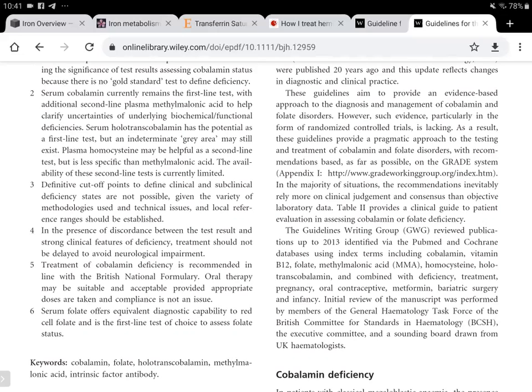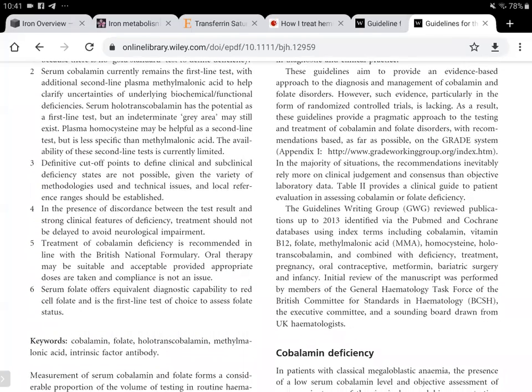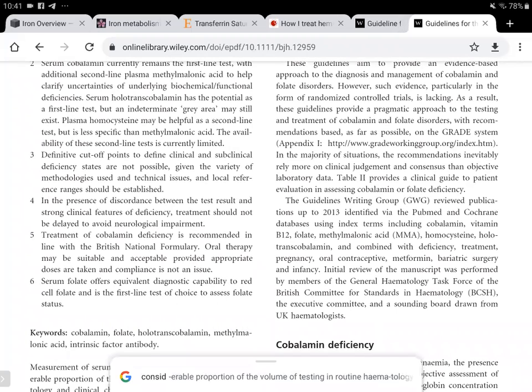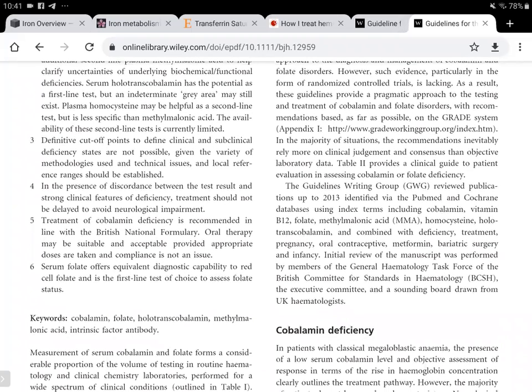Whenever we determine cobalamin deficiency, there are certain ranges that we come across, but each lab will have its own specific set of ranges. So in the presence of discordance between the test result and strong clinical features of deficiency, treatment should not be delayed, to avoid neurological impairment. Treatment of cobalamin deficiency is recommended in line with the British National Formulary, and oral therapy must be suitable and acceptable, provided appropriate doses are taken and compliance is not an issue.